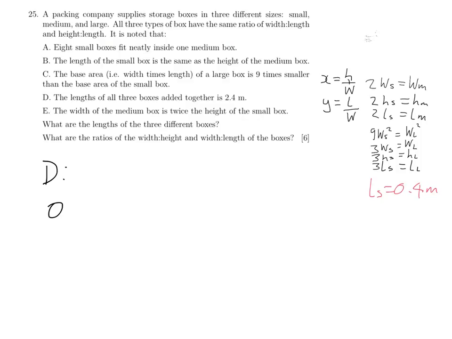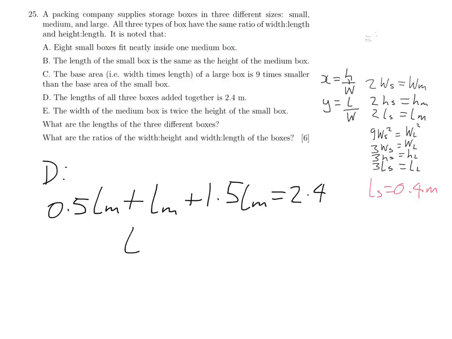Now we're going to use statement D to find the length of the medium box. Now the length of the small box is half that of the medium box. And the length of the large box is 1.5 times the length of the medium box. We can find that out from the facts that we learned about earlier. So these facts here can tell us that. So we've got an equation now with just the length of the medium box, and we can solve that for the length of the medium box to give the length of the medium box as 0.8 meters.